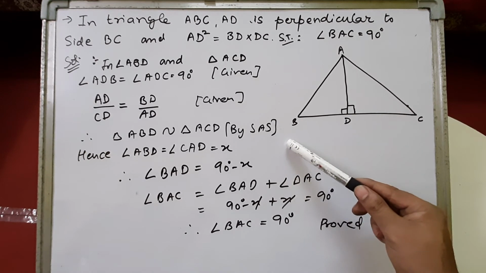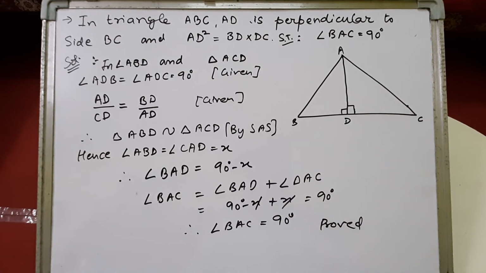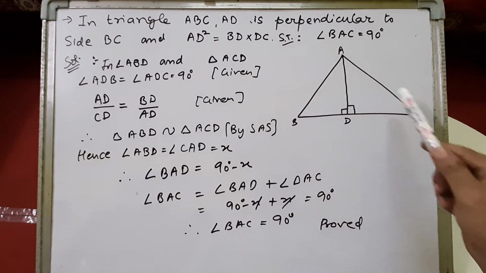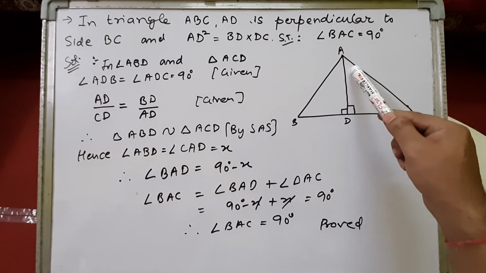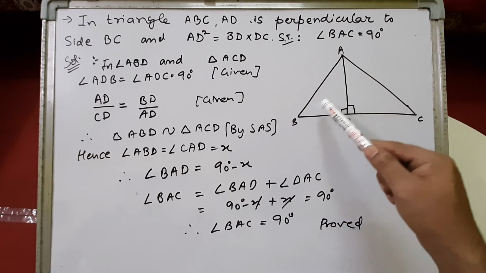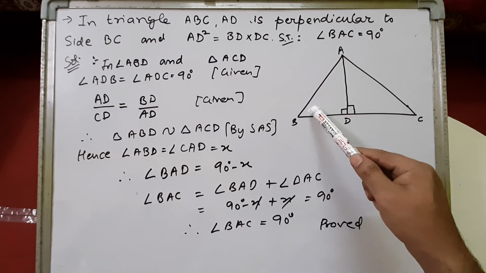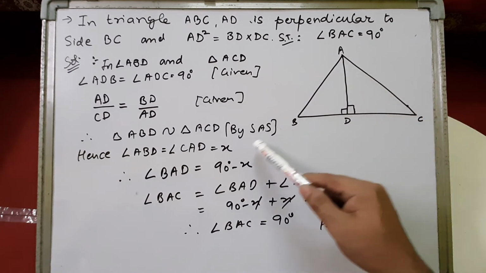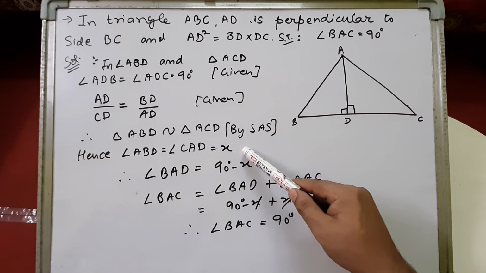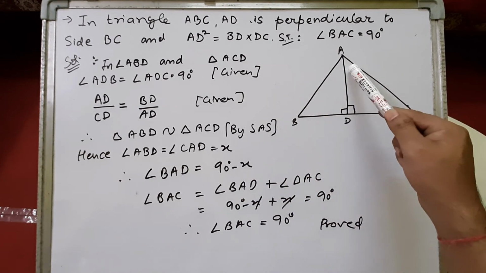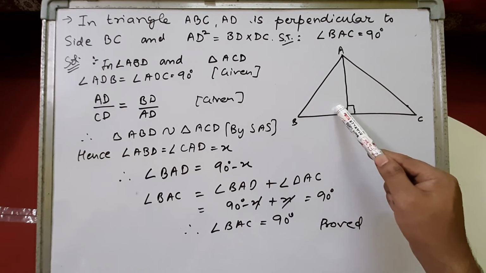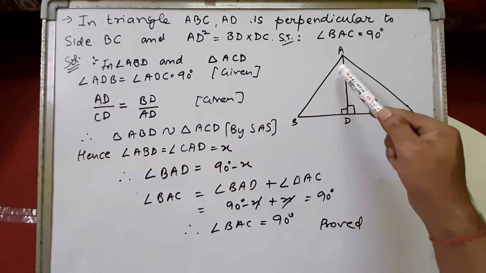So when these two triangles are similar, the corresponding angles will also be equal. Let's say that angle ABD equals angle CAD. ABD is this angle, CAD is this angle, right? So these two angles ABD and CAD are corresponding. I have assumed that these two angles be x. So see, if this angle is x and this angle is 90 degrees, what is the value of this angle?